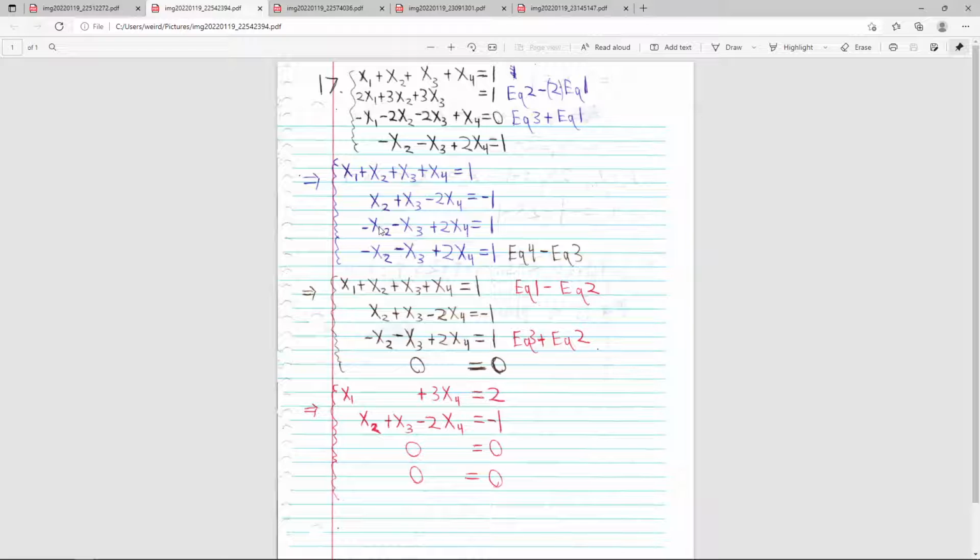Now, we have to keep on cleaning up. As you can see, it's equation 3 plus equation 1, that's negative 2 plus 1, so it just becomes negative 1 times x2. This is equation 2 minus 2 times equation 1. So in this column, it's 3 minus 2, basically, 3x2 minus 2 times x2, so you just get x2.